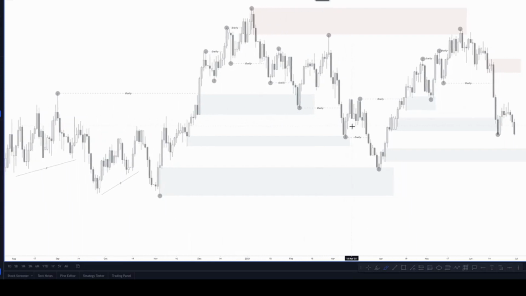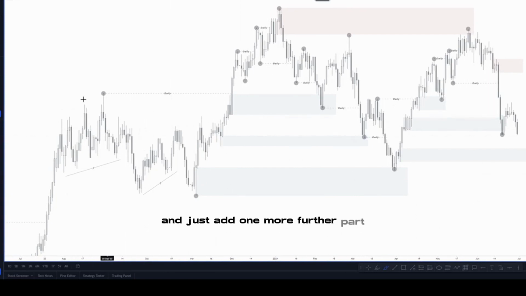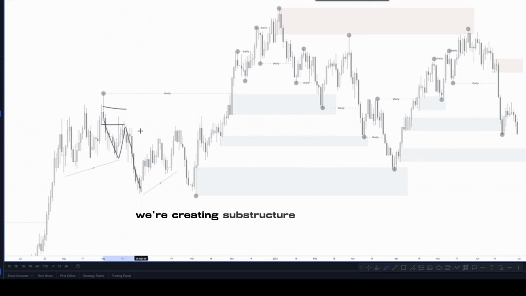And just to add one more further part, just to look and dig into this bit of structure, we can see we have a supply zone right here. You can see that price respects the supply zone. We're creating substructure in this complex pullback. Supply zone, we can see the price returns back to the supply zone, comes back down, and then what we see within this bit is we have a demand zone.